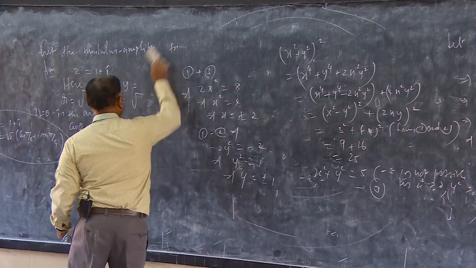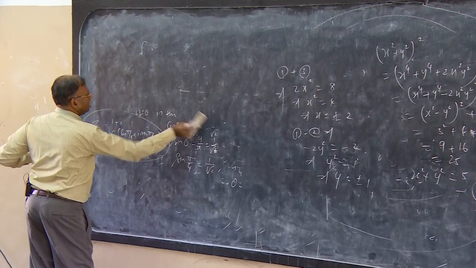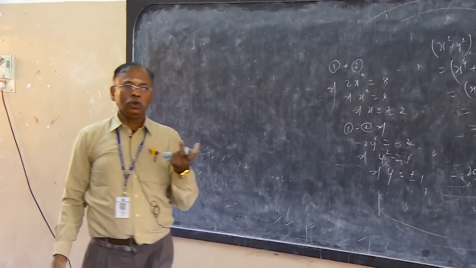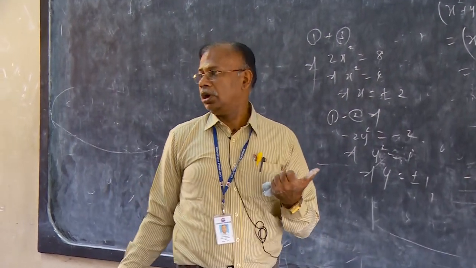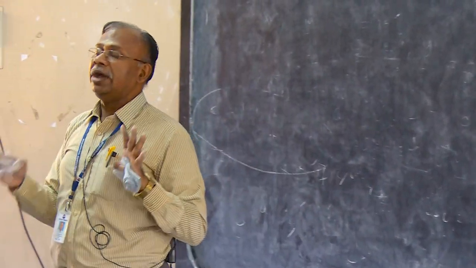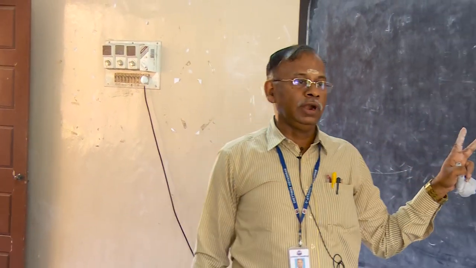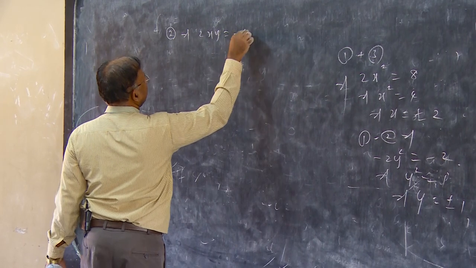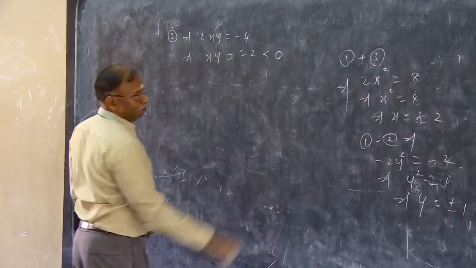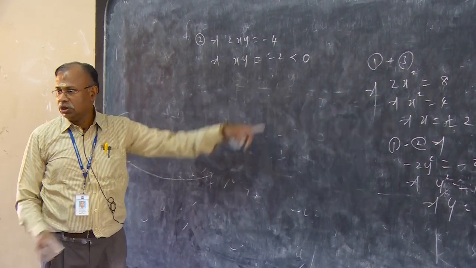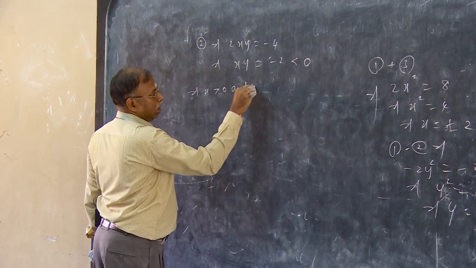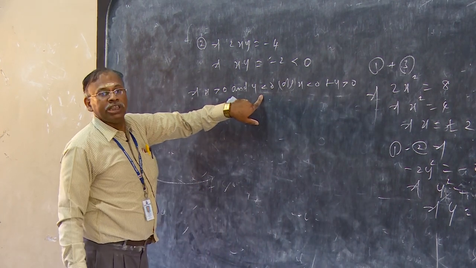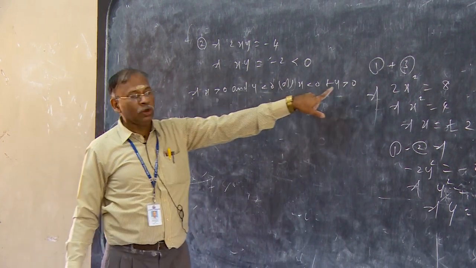Now, if you look at it carefully, there are two different values for x and two different values for y. Therefore, I end up with four different possibilities: both x and y positive, x positive y negative, x negative y positive, and both negative. I am supposed to restrict myself to the two to be considered out of these four, which is obtained by looking at equation 2. 2xy is equal to −4, implies xy is equal to −2. The product is negative, which implies x is positive and y is negative, or x negative and y positive. If x is positive, y should be negative, then plus into minus will make it negative. If x is negative, y will be positive.